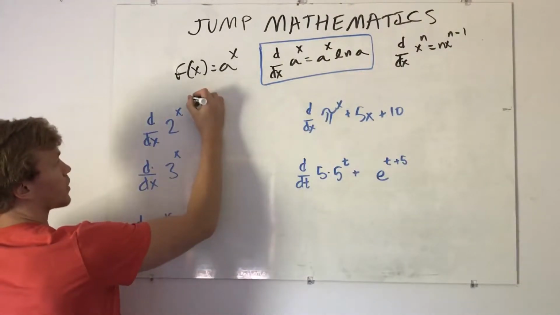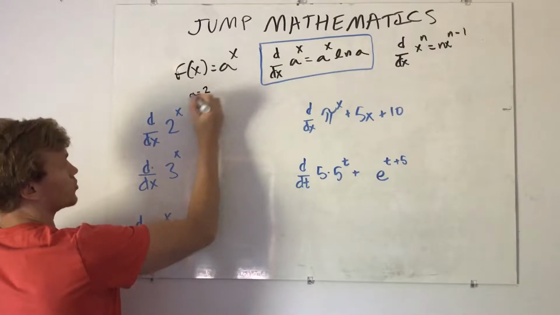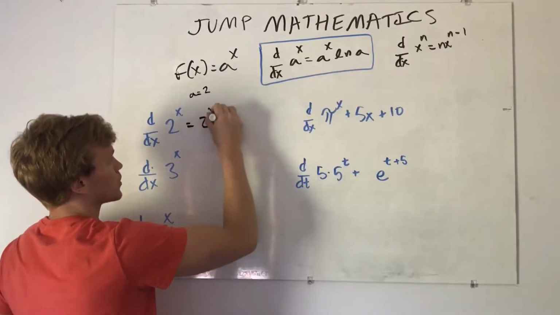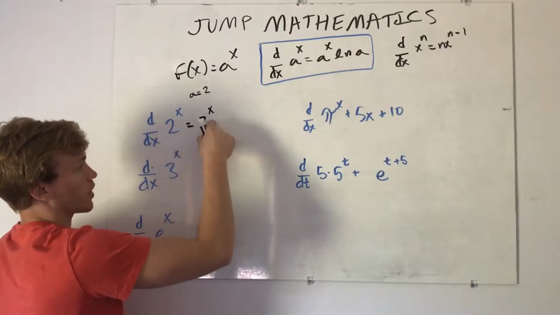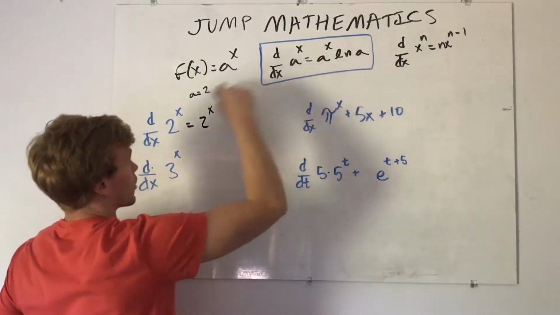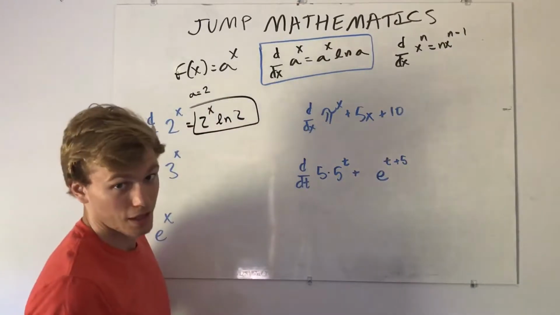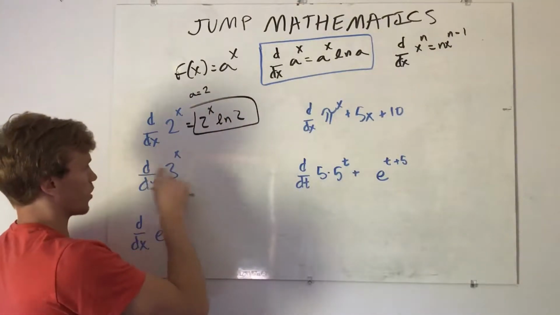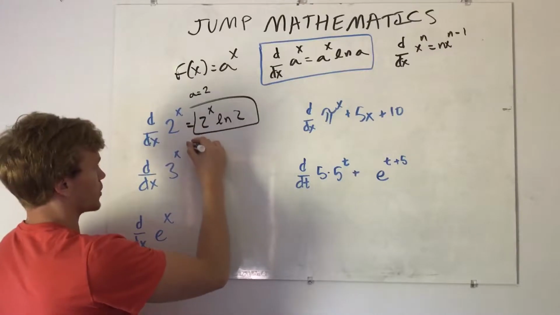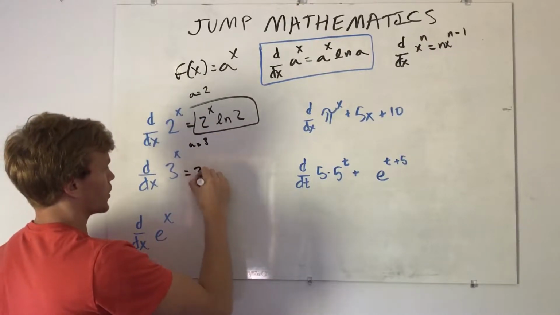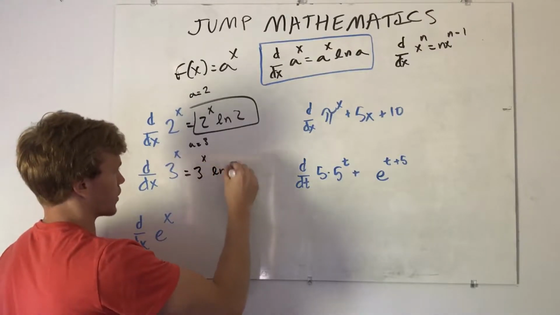So in this case, a equals 2. So the derivative of 2 to the x should be 2 to the x. Again, it's the same function, you just write it down, multiplied by the natural log of a, which is 2. That's it. Easy. The derivative of 3 to the x is the same thing, except in this case a equals 3. So the derivative of 3 to the x is 3 to the x natural log 3.